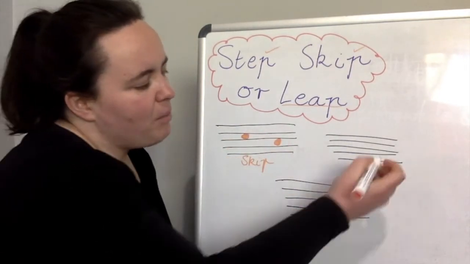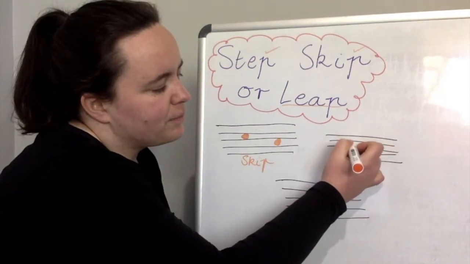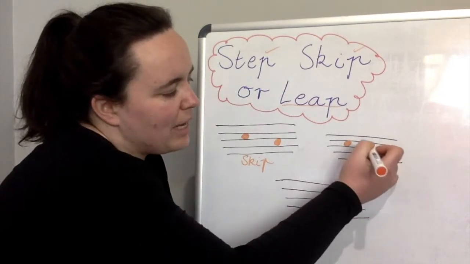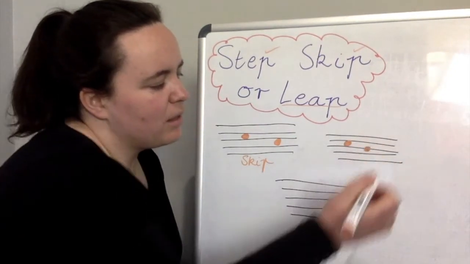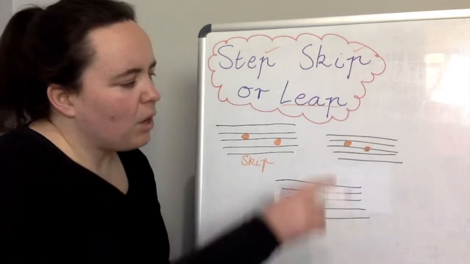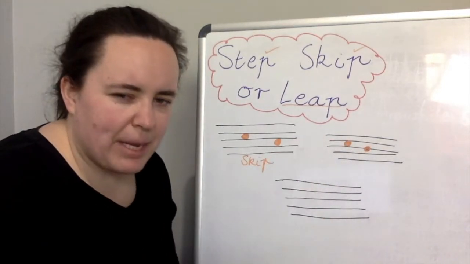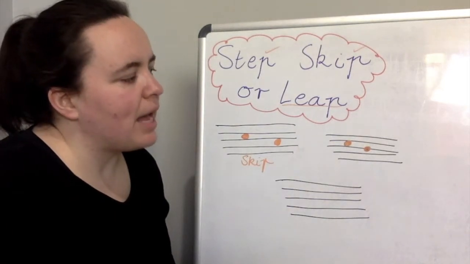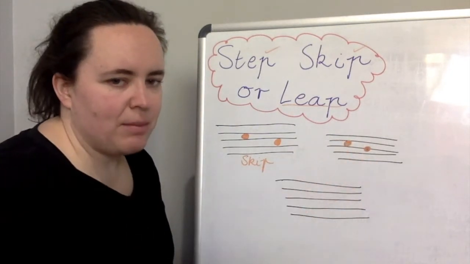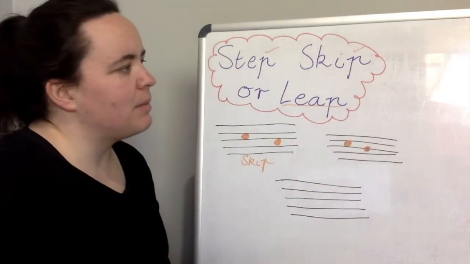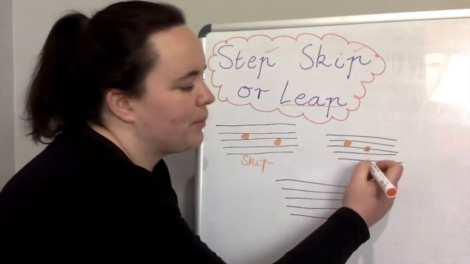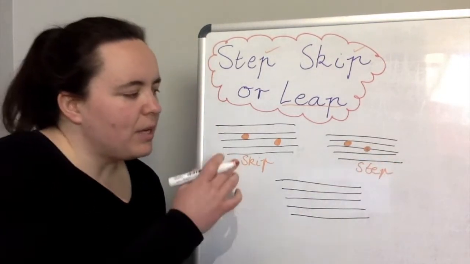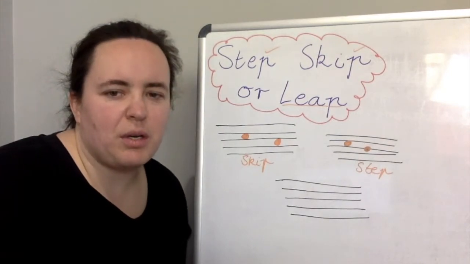If I put my same sound in space three just over here, and I only went down to line number three, going from a space to a line, does that make it a copycat? No. So if it's not a copycat and it's gone right to the neighboring place, that must mean it's a step. So we have our skip and we have our step, and we're very good at knowing what they are.